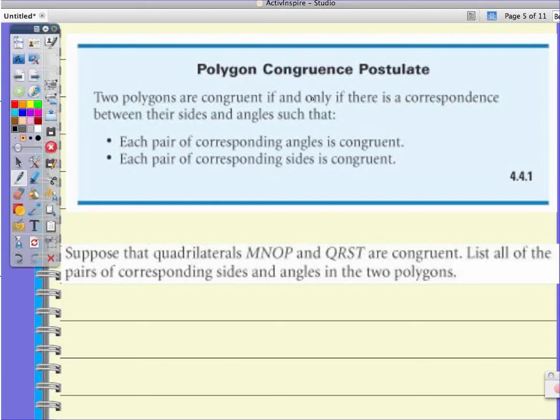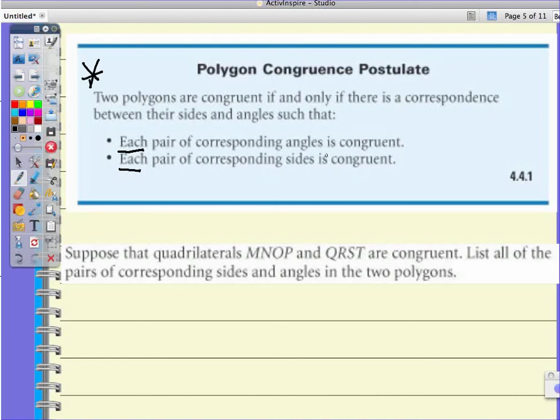And so going through this lesson, it might kind of seem like, well, of course, that's true, and that's why this is a postulate. Of course, it does not have to be proven. Only theorems really have to be proven. So 2 polygons are congruent. You need to write this. Very important to write this. 2 polygons are congruent if and only if there is a correspondence between their sides and angles such that each pair of corresponding angles is congruent and each pair of corresponding sides is congruent.